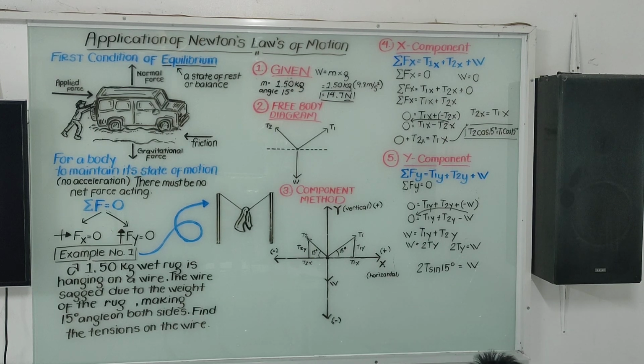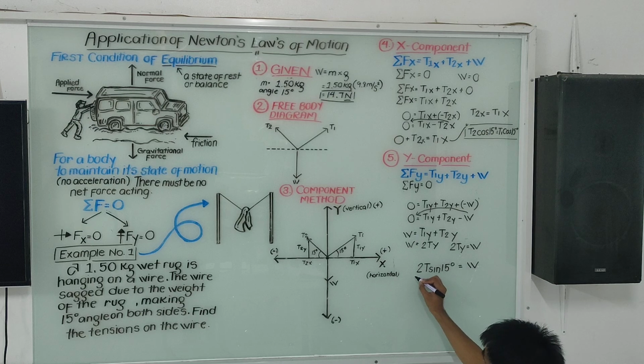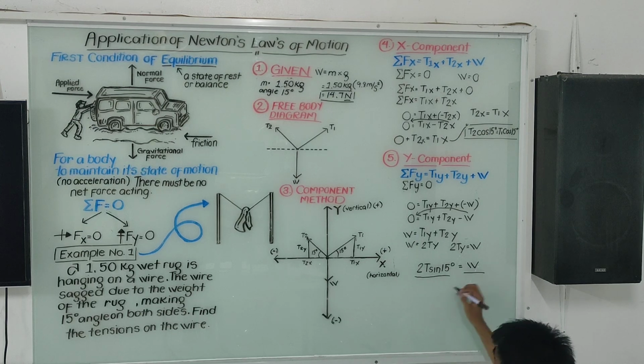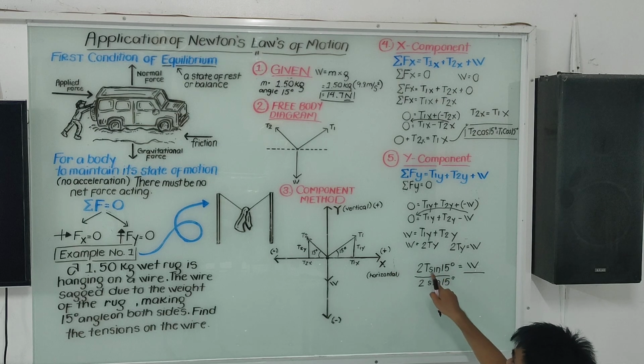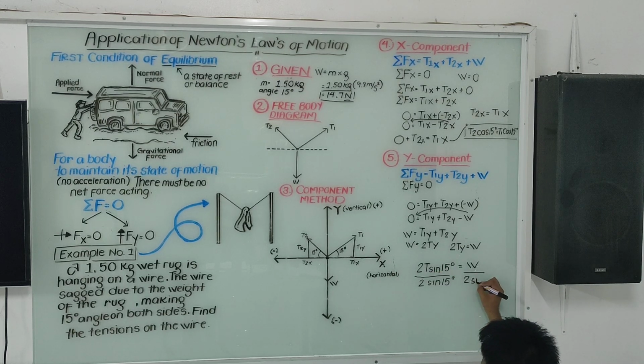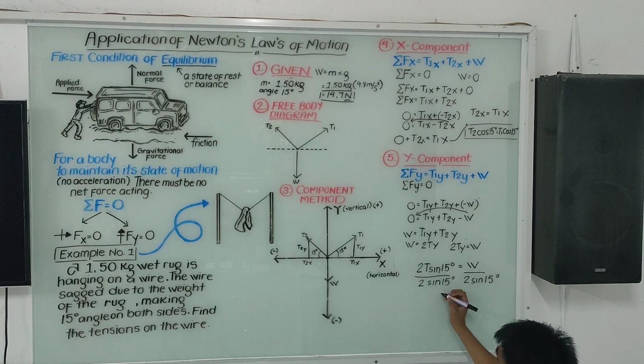Now, since we are looking for the tension, both sides must be divided by 2 sine 15 degrees para maiwan po si tension. So hence 2 sine 15 degrees. So cancel like terms.